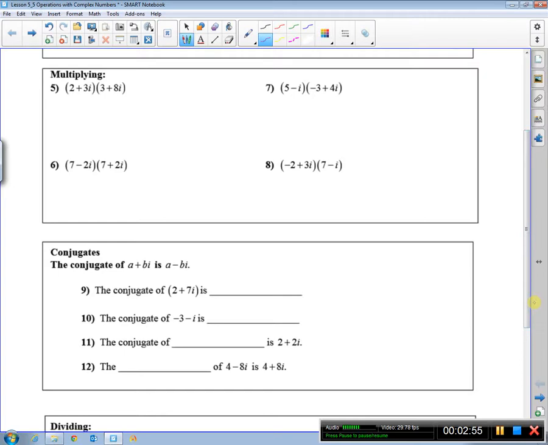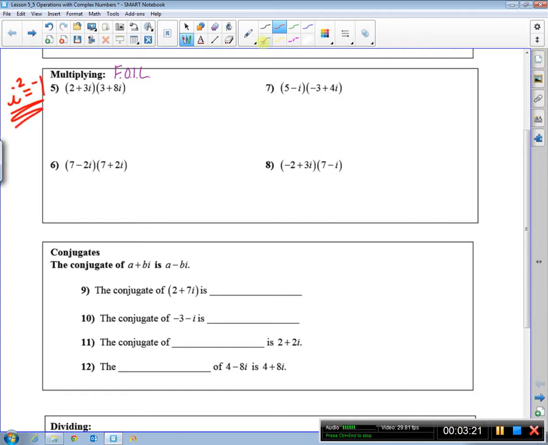Multiplying. So for multiplying, these are going to be handled just like we would handle multiplying two binomials. We're going to FOIL. Here it's going to be real important to remember that i squared equals what? Negative 1.